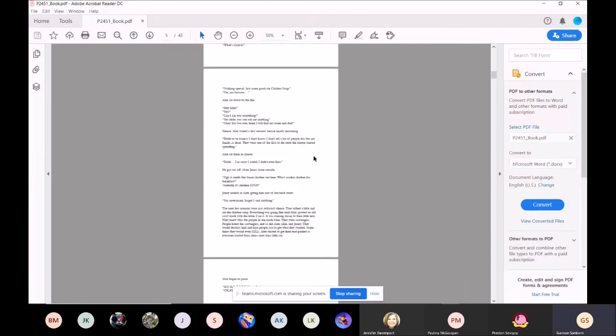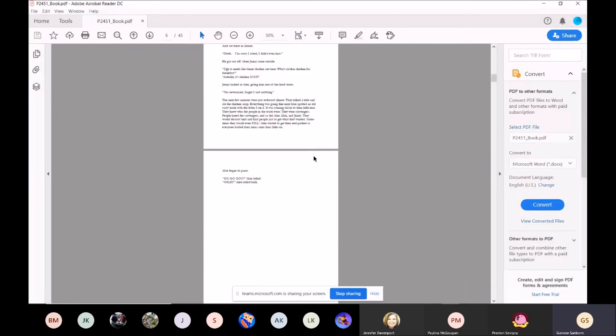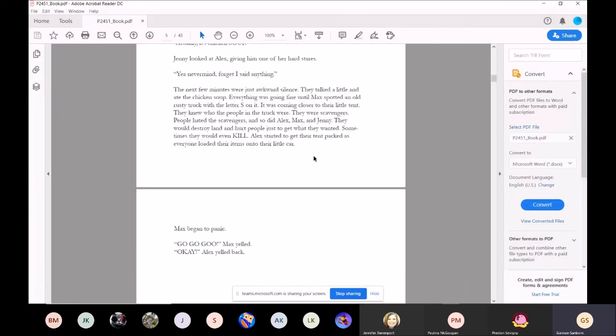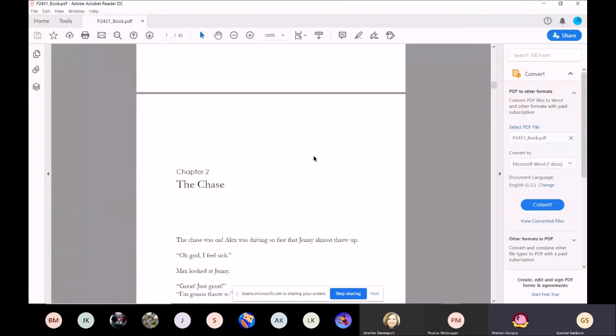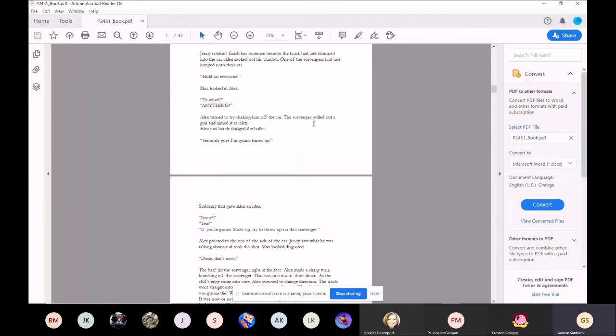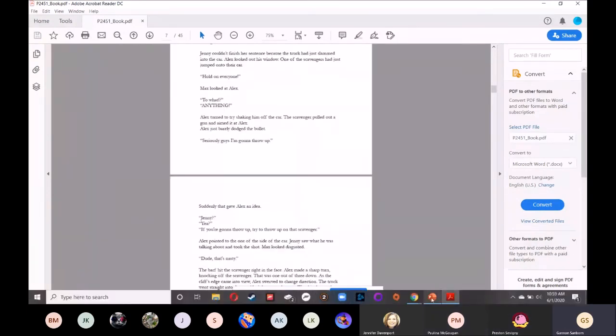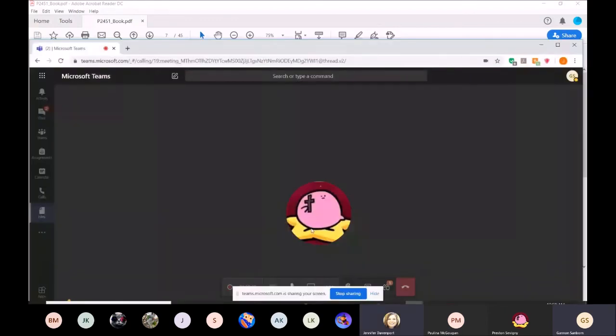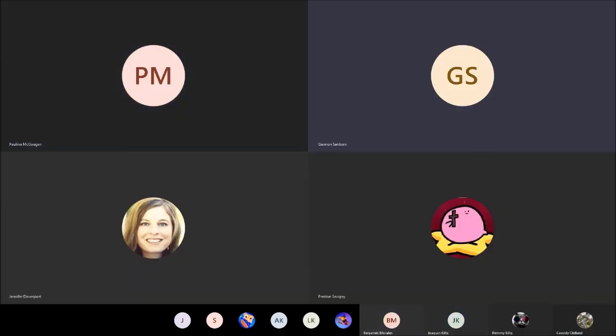So this is my book that I wrote. I can also zoom in. Very nice. And yeah, so I'm thinking of uploading it onto Kindle. I would love to read it. Is this the longest thing you've ever written? Okay.